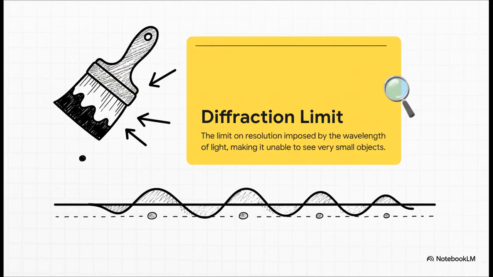It's something called the diffraction limit. The easiest way to think about it is like this. You can't use a really thick paintbrush to paint a super tiny dot, right? Well, in the same way, you can't use the wavelength of visible light, which is actually pretty long, relatively speaking, to see things that are smaller than those waves. The light just kind of washes right over them, leaving them totally invisible.